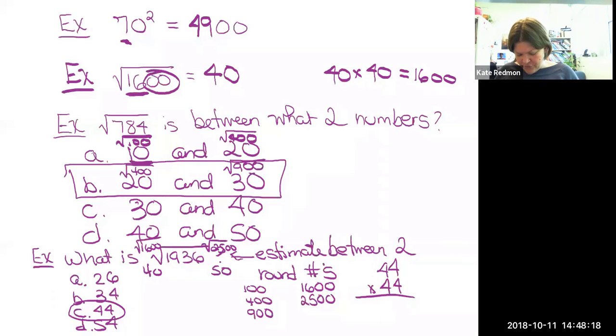So 44 times 44, well, 4 times 4 is 16. That's another 16, 17, 16 and 17 again. And I get 6, 13, carry a 1, 1936. I do indeed get 1936. And so not only did I make a decent guess, I checked my decent guess.